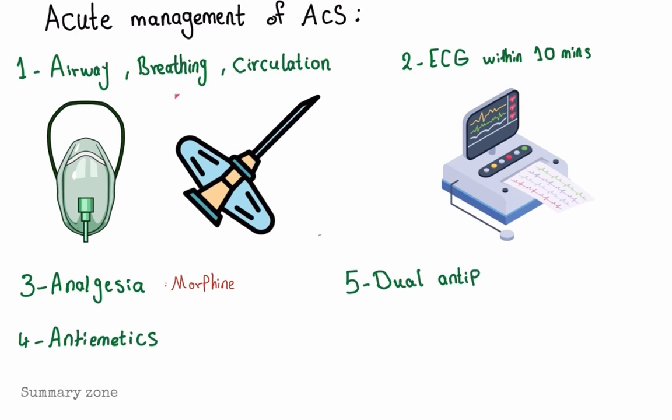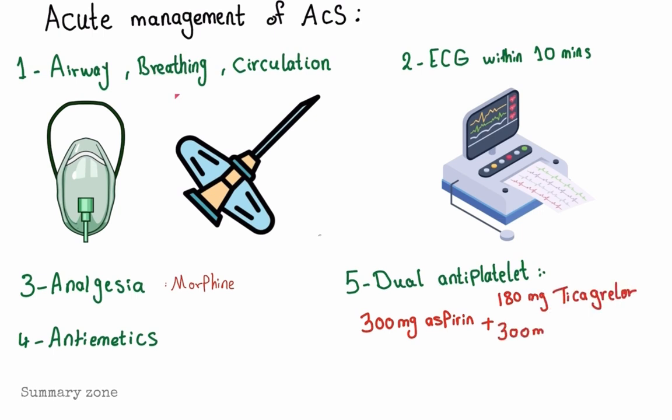Dual antiplatelet therapy, DAT. Give a loading dose. This is 300 mg of uncoated aspirin plus a P2Y12 inhibitor, typically 180 mg of ticagrelor. Use clopidogrel, 300 mg, if ticagrelor is unavailable or the patient has a high bleeding risk.